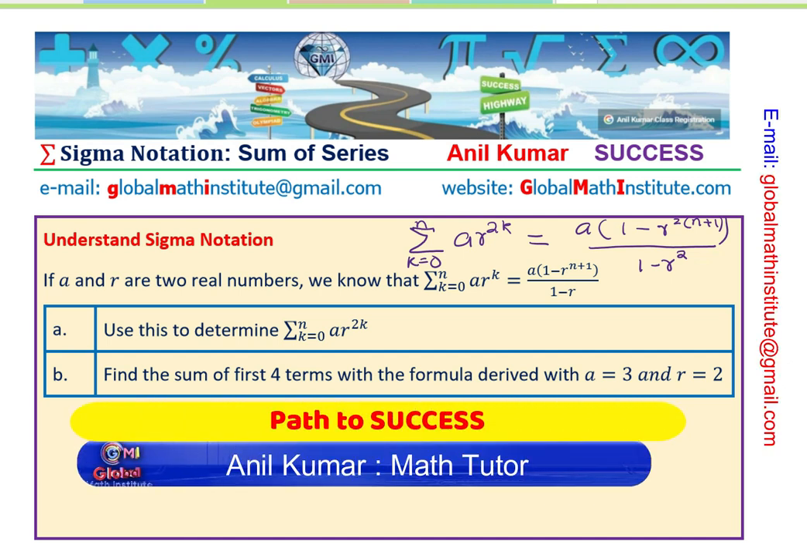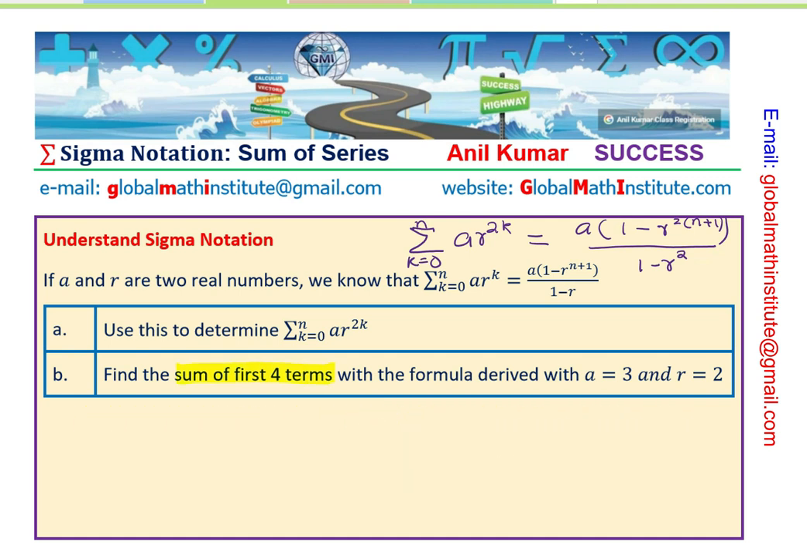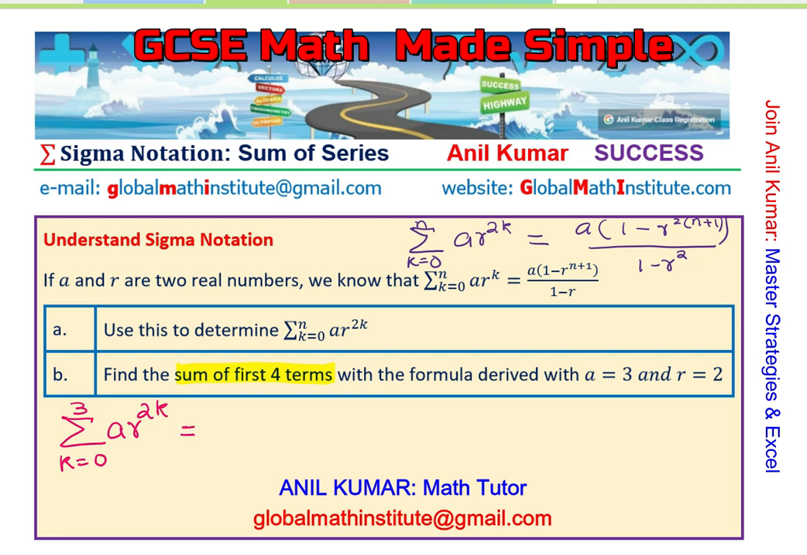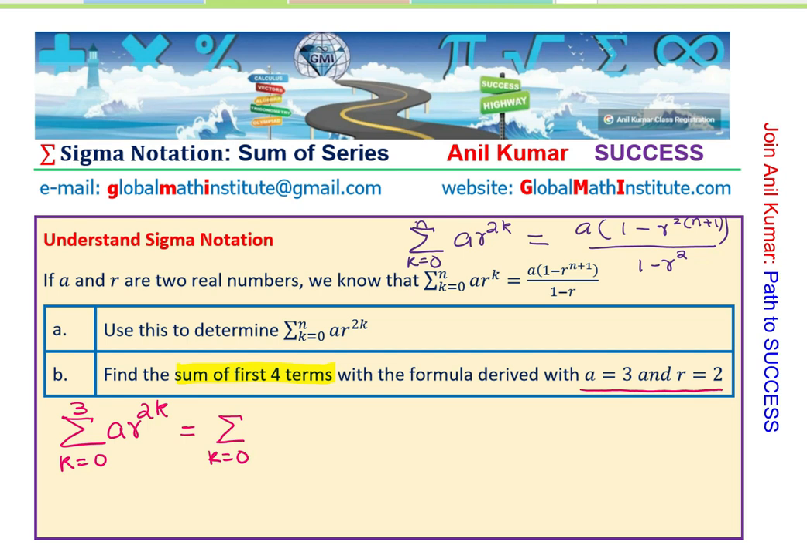Now we need to find the sum of the first four terms. So what will be the value of n? Well, we are beginning from k equals 0, so k equals 0 to 3 will give us the first four terms for a r to the power of 2k. We are also given that a is 3 and r is 2. So let me rewrite this as 3 times 2 to the power of 2k. Makes sense?